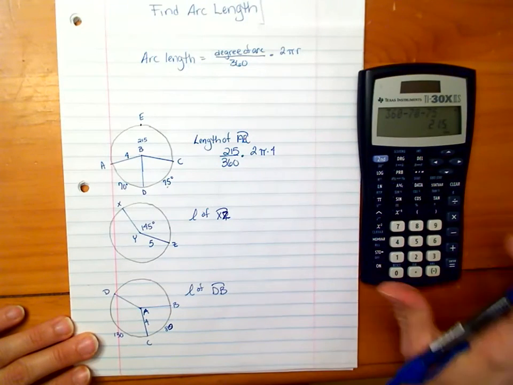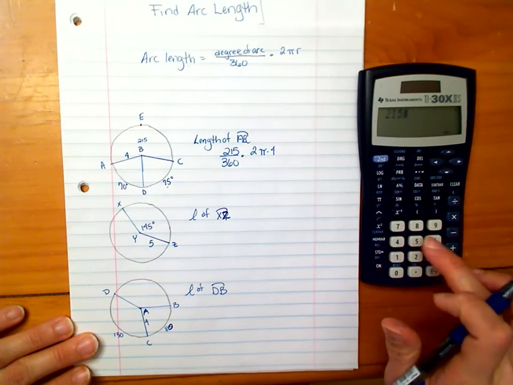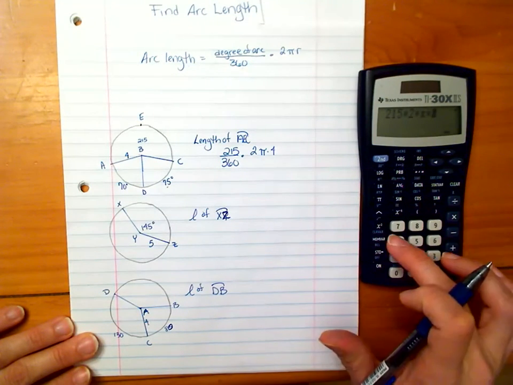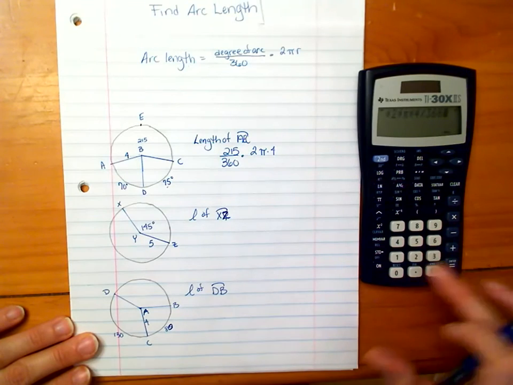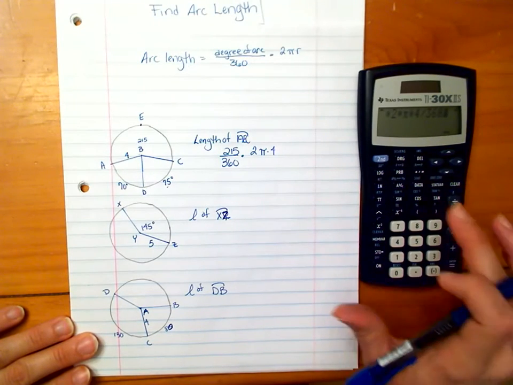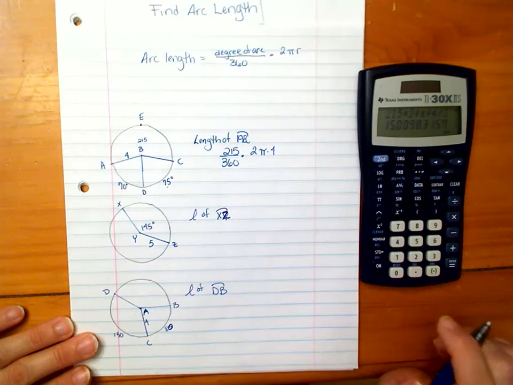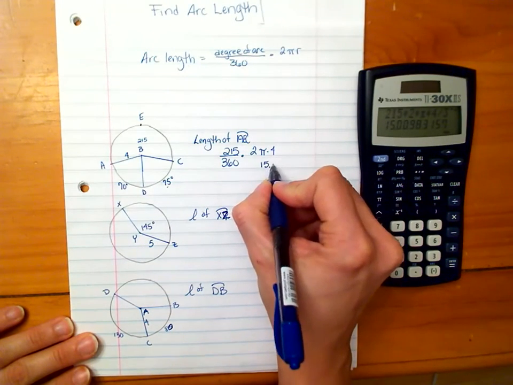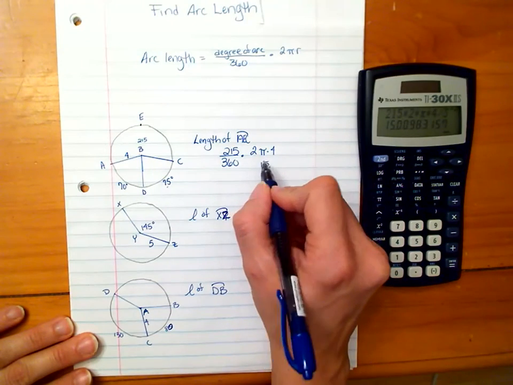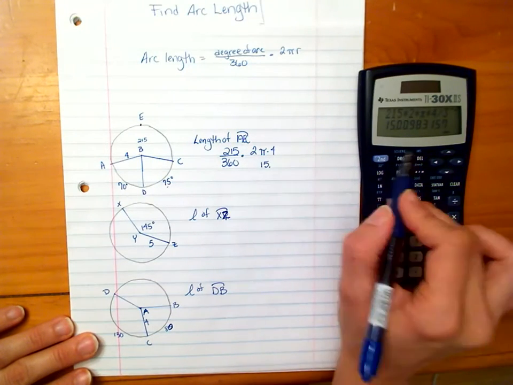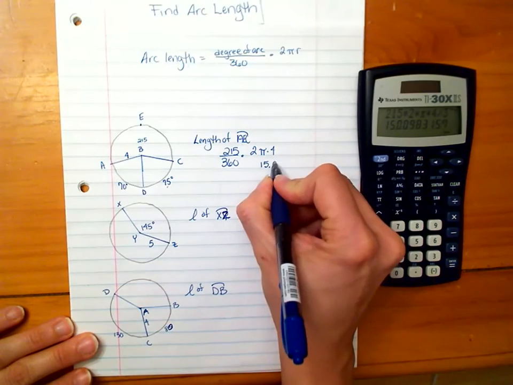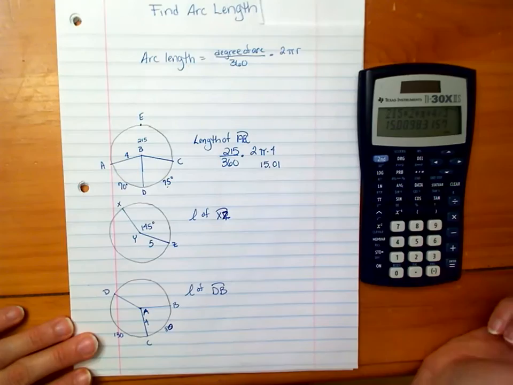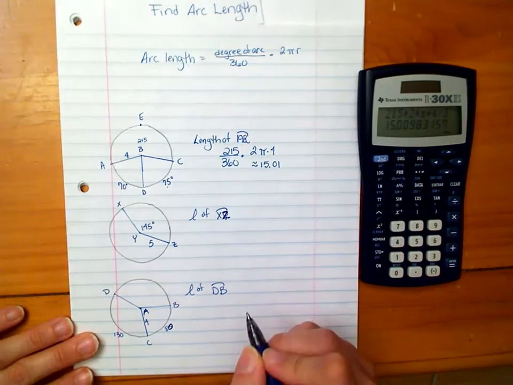So you could do that all in your calculator. You can say 215 times 2 times pi times 4 divided by 360. If you have a calculator like this, it's easy to do it all at once. And we find that it is 15 point. I think that most of the time in the book they wanted you to round to the nearest hundredths, which is the second place. So it would be 15.01 because that 9 tells us to move the hundredths place up one. So that's the approximate length of arc AEC.